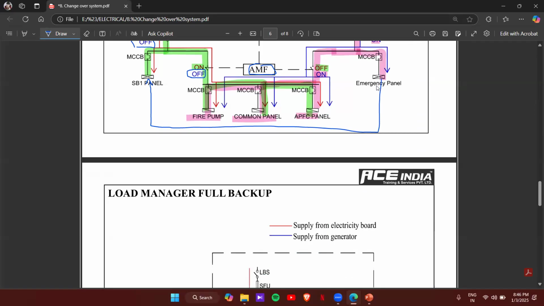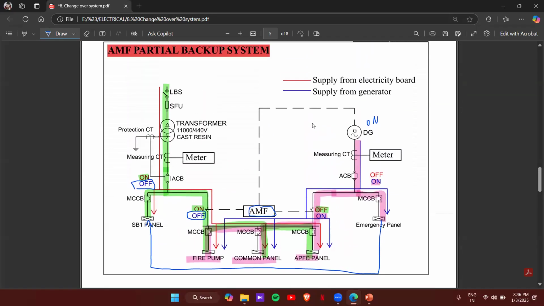And if it's an apartment, in every apartment we don't provide, only for the necessary components. If you take one room, one light, one fan. In the bedroom again, one light, one fan, one socket. Like that only we'll provide. And for power loads, we don't provide backup. Only for light loads we'll provide the backup system. Okay, so clear this one. AMF partial backup.